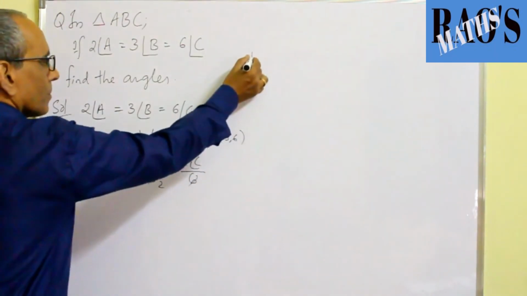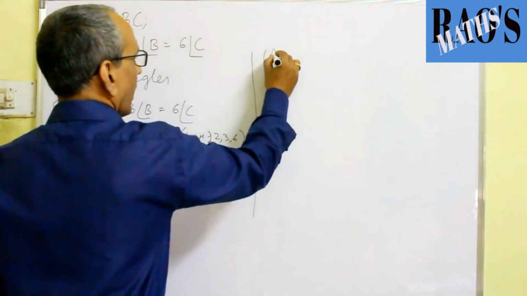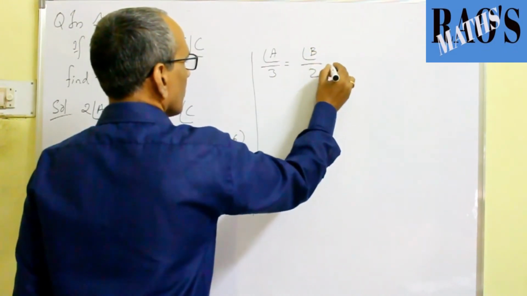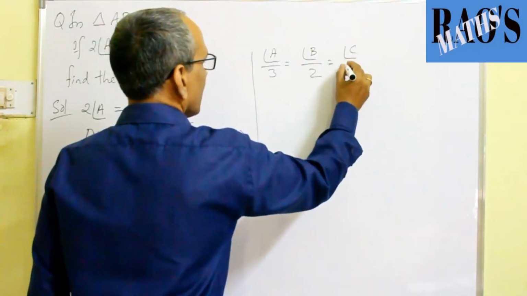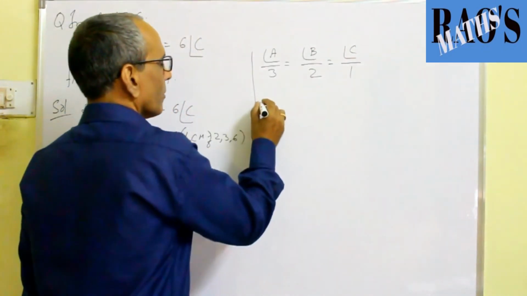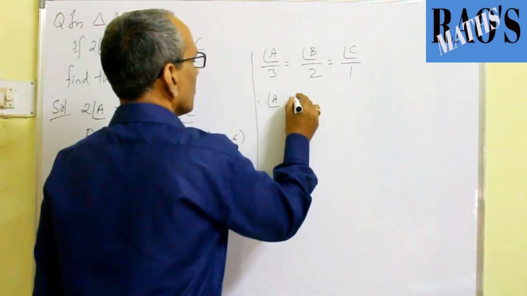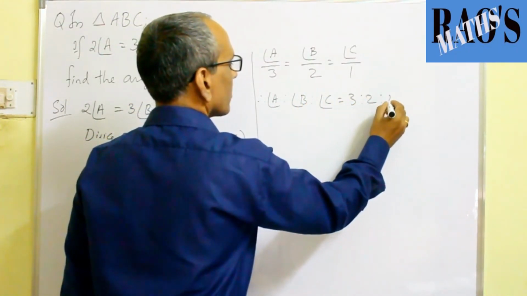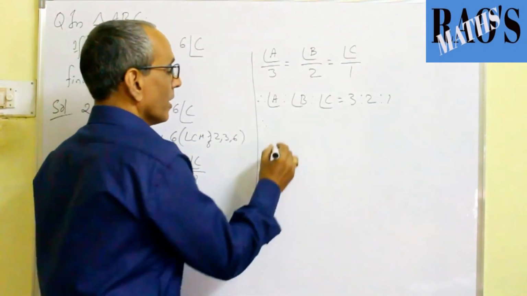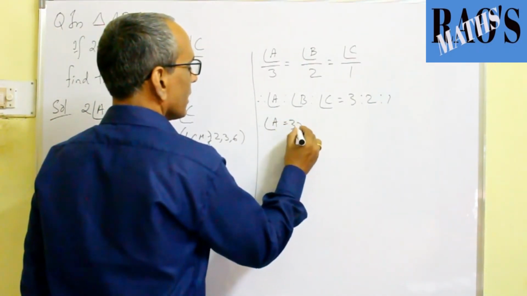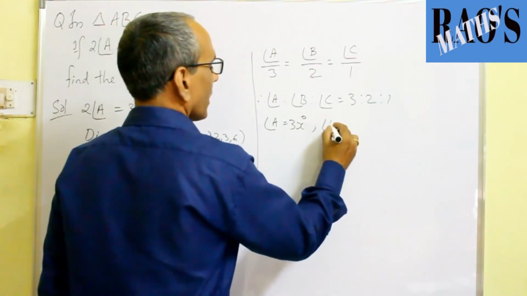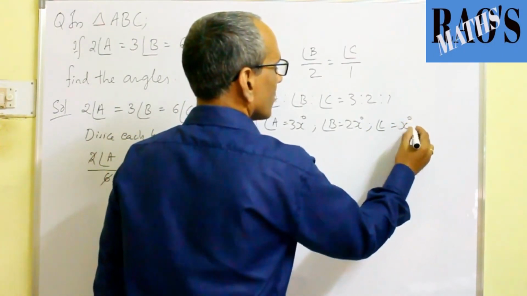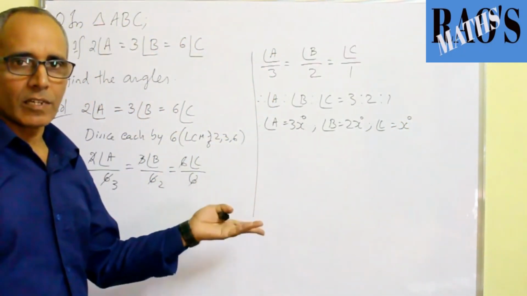So we remain with angle A by 3 is equal to angle B by 2 is equal to angle C by 1. So we can say angle A is to angle B is to angle C is equal to 3 is to 2 is to 1. So I can assume angle A is equal to 3x degrees, angle B is equal to 2x, and angle C is equal to x. By using the sum of the angles property, we can find x and also all the three angles.